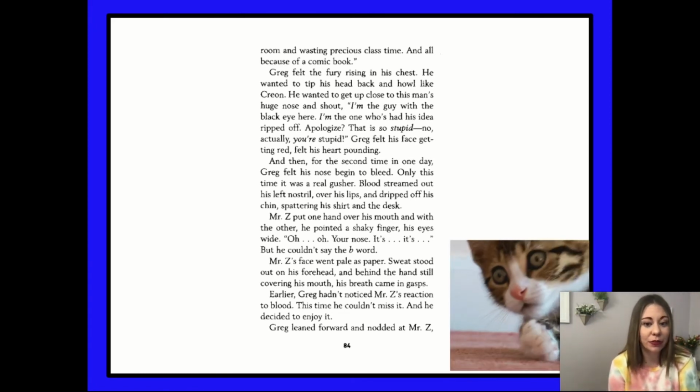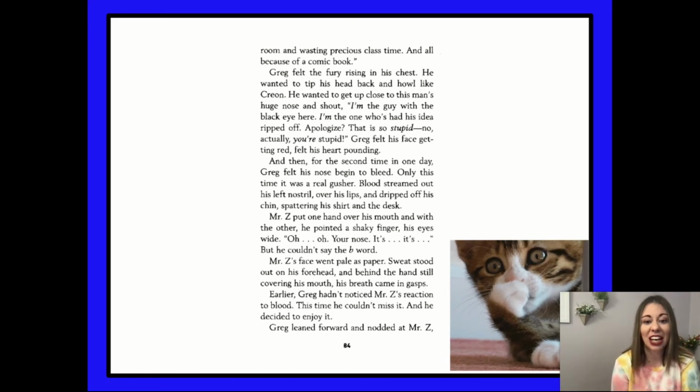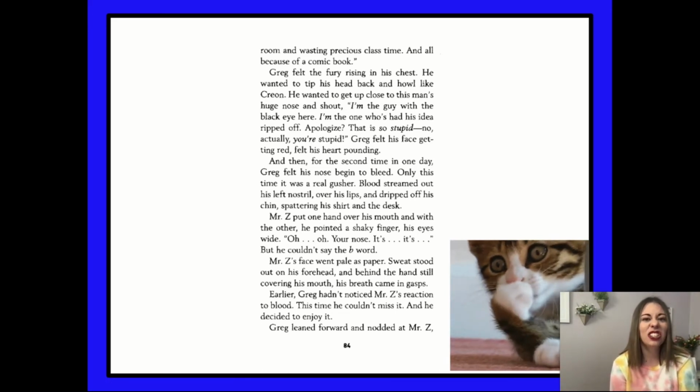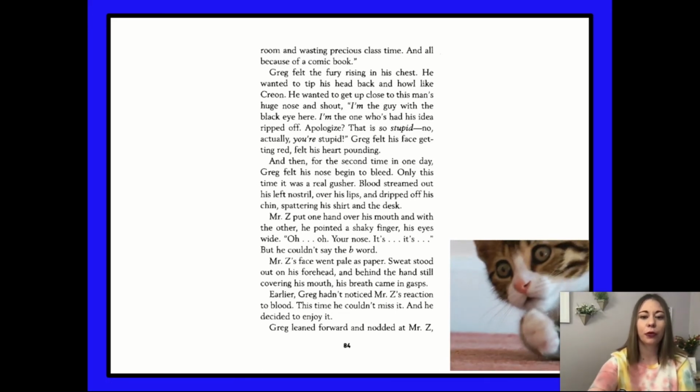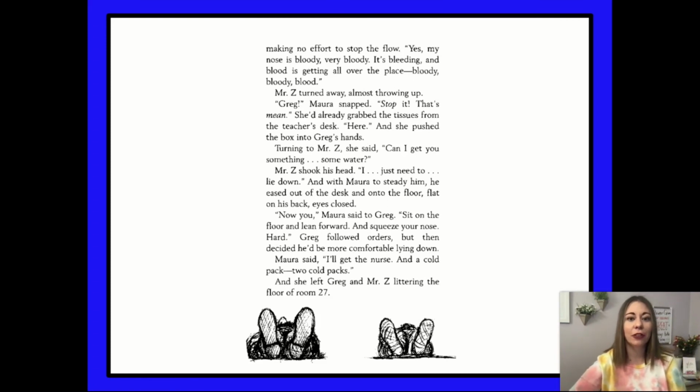Earlier, Greg hadn't noticed Mr. Z's reaction to blood. This time, he couldn't miss it, and he decided to enjoy it. Greg leaned forward and nodded at Mr. Z, making an effort to stop the flow. Yes, my nose is bloody, very bloody. It's bleeding and blood. It's getting all over the place. Bloody, bloody blood. Mr. Z turned away, almost throwing up.